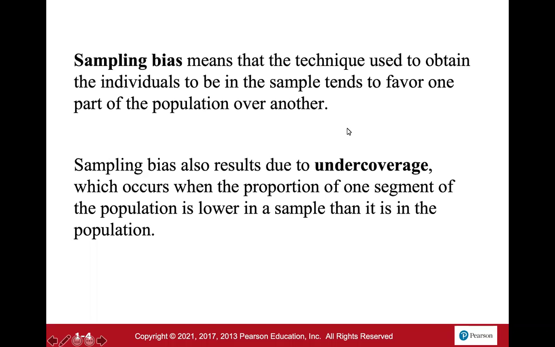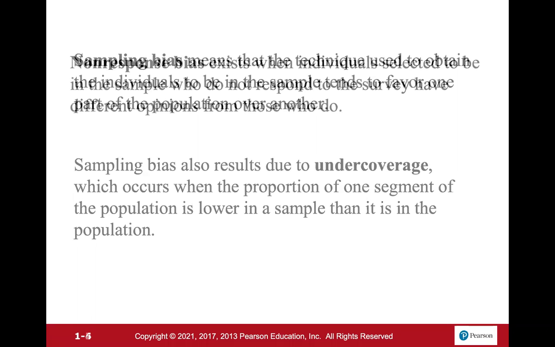So that's why stratified sampling is a really great way to counteract all of that. All right, next, sampling bias also results due to undercoverage, which occurs when the proportion of one segment of the population is lower in the sample than it is in the population. So we just did a really good example there.